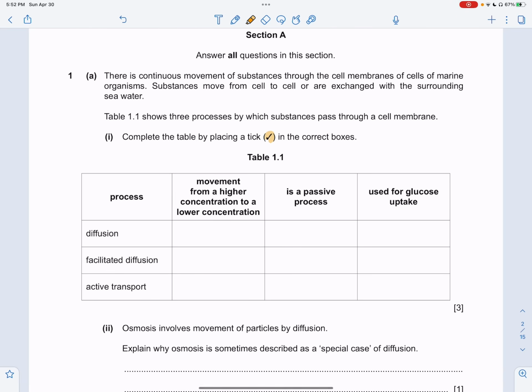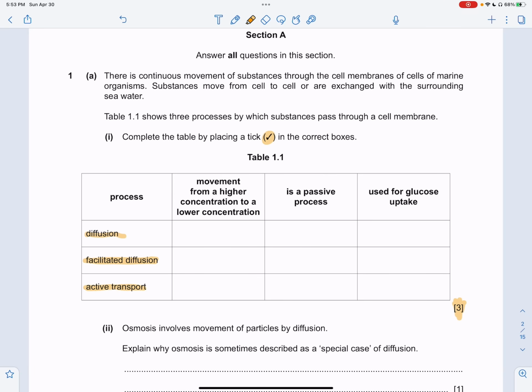And it's nice that they now supply what a tick means, because I know in America we don't say the word tick, we would just say do a check mark. So the processes are diffusion, facilitated diffusion or helped diffusion, and active transport. And then we need to decide if they are moving from a higher to lower concentration, if it's a passive process, which means it does not require ATP, and if glucose uptake is an example of it.